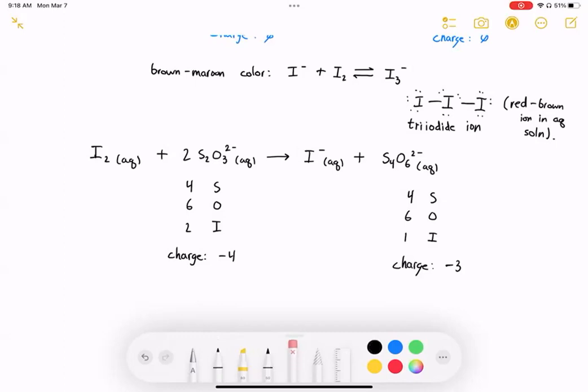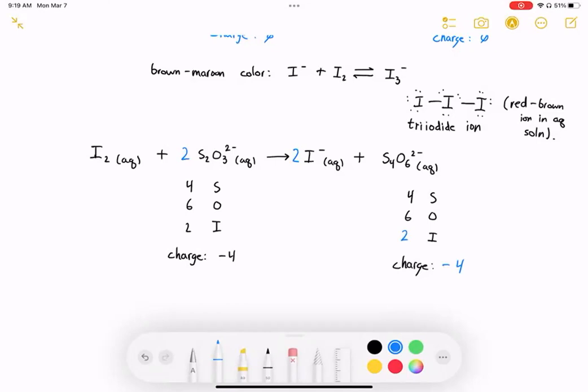Actually, let me write these in blue again. So we have 2 and 2. Oh, sorry, not there. Right here. So now we have 2 iodine atoms. So now our total charge here is -4. So I think we're balanced now. So this is our balanced chemical reaction. I2 goes with 2 molecules of thiosulfate to give us 2 iodide ions and tetrathionate.